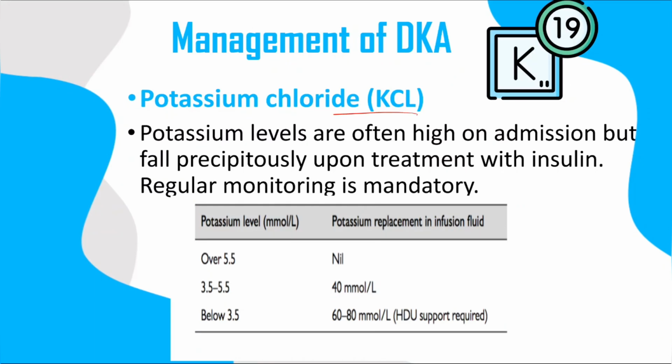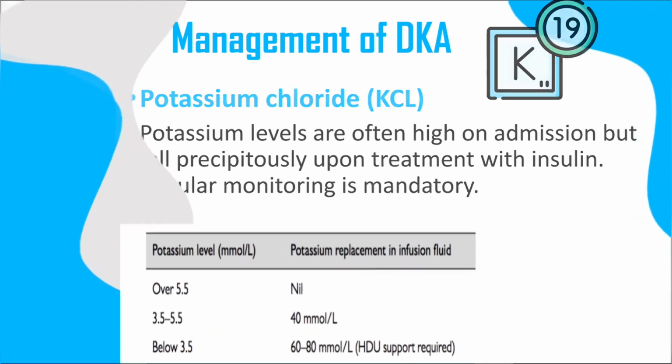Coming to KCL, potassium. It's important to give potassium for patients with DKA, but once the potassium level returns, if potassium is more than 5.5, don't give. If between 3.5 and 5.5, give 40 millimole per liter for every liter. Every liter calculated, you have to add 40 millimole. If below 3.5, you give 60 to 80 millimole per liter.